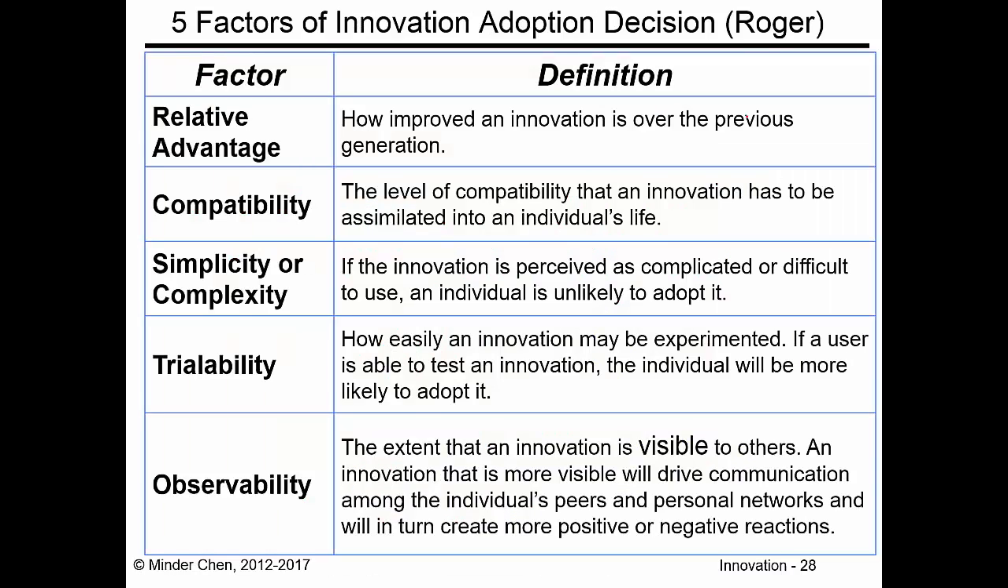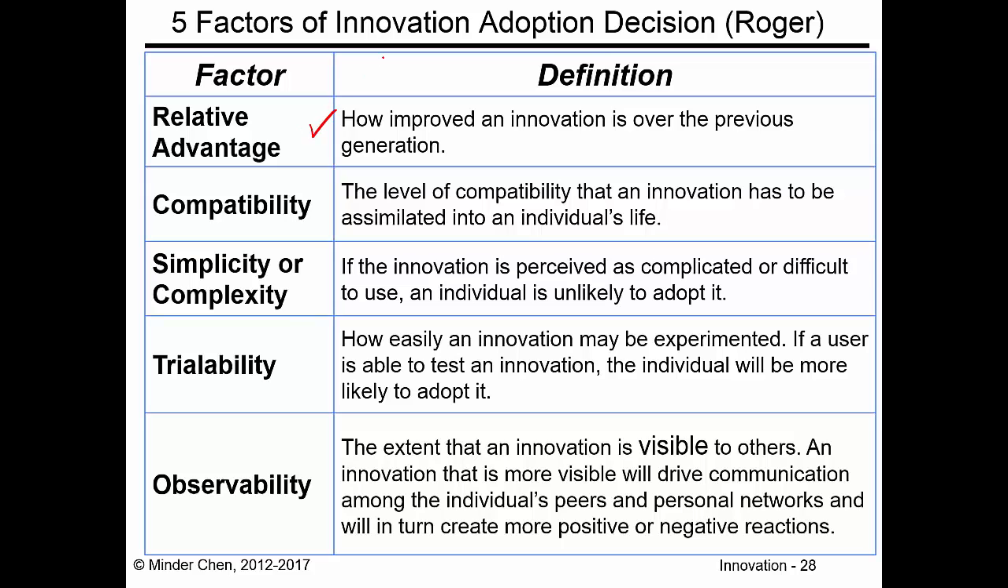And one of the important findings by Rogers, which can be very useful for us who are engaged in starting up a company and creating new products and services, is the five factors he identified in terms of why some emerging technologies got adopted faster than others. So this is called the five factors of innovation adoption decision. People who decided to adopt an innovation based on the following factors.